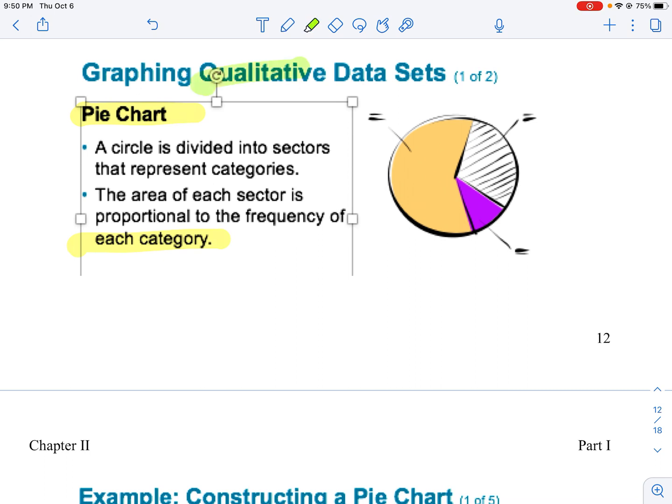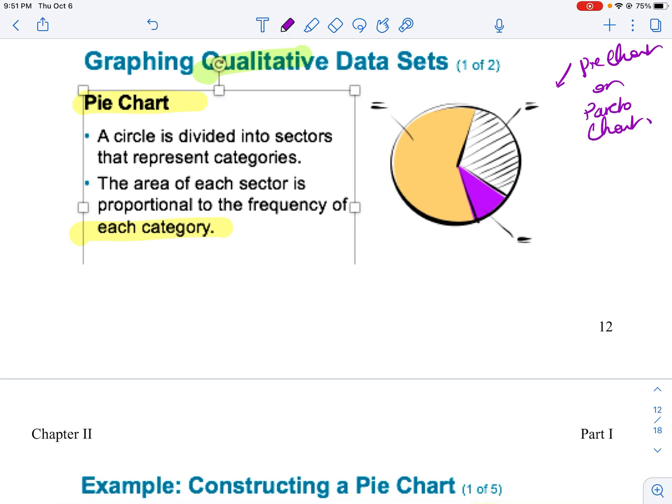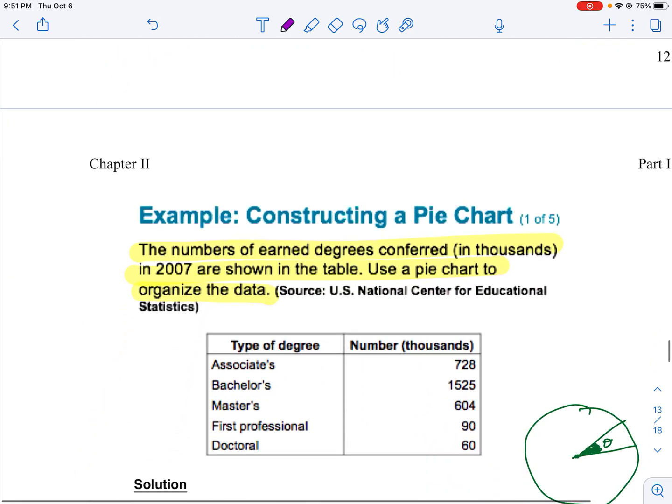If I have qualitative data, the graph of choice is a pie chart or Pareto chart. Let's start with the pie chart. It's a circle divided into sectors that represent your categories in the data. The area of each sector is proportional to the frequency of each category. I'll tell you how they get this area here.